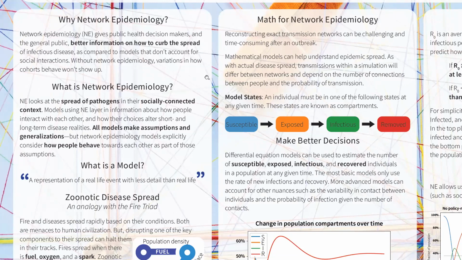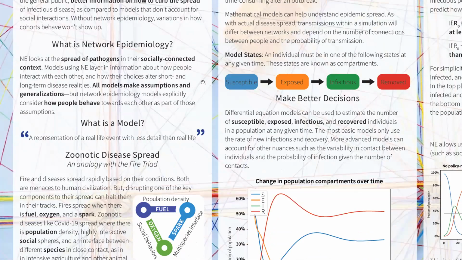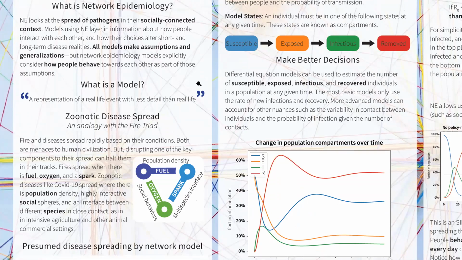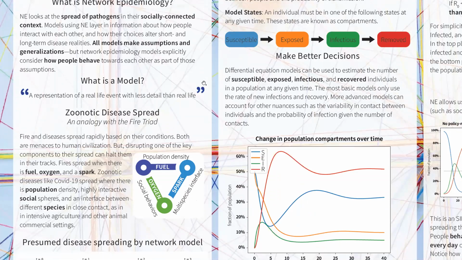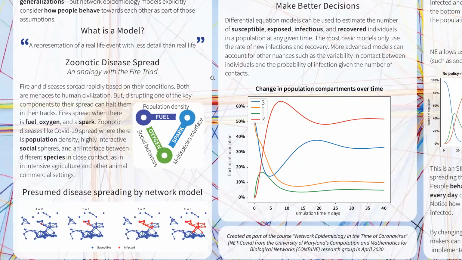In science, we often simplify a real-life event with models. For example, we can use an analogy with fire trials to understand the spread and the control of zoonotic disease such as COVID-19. By disrupting one of the three key components, including population density, social behaviors, and multi-species interface, we can control the spread of the disease.